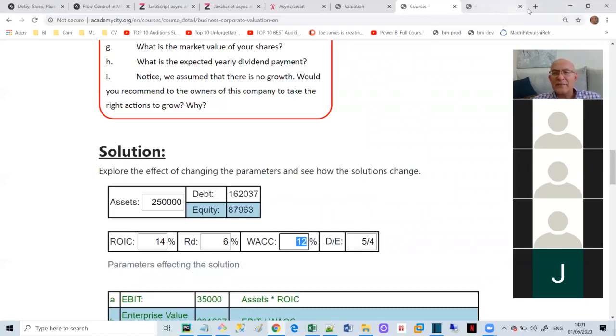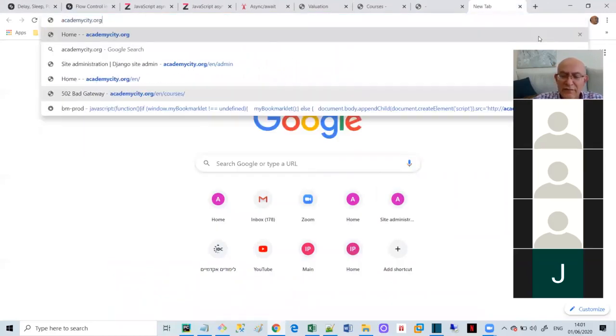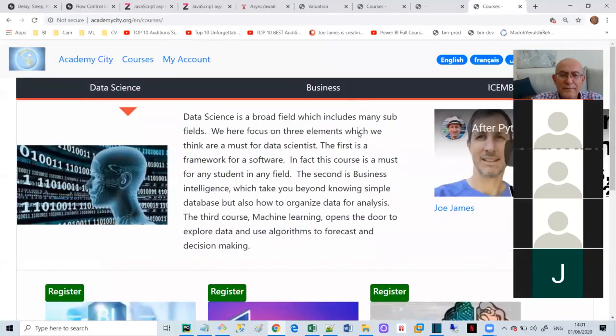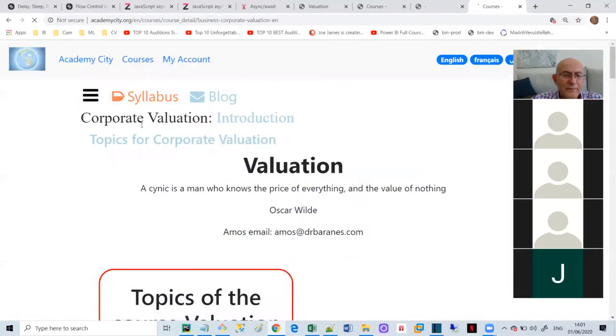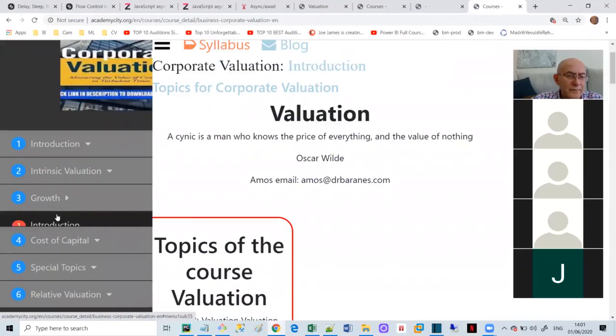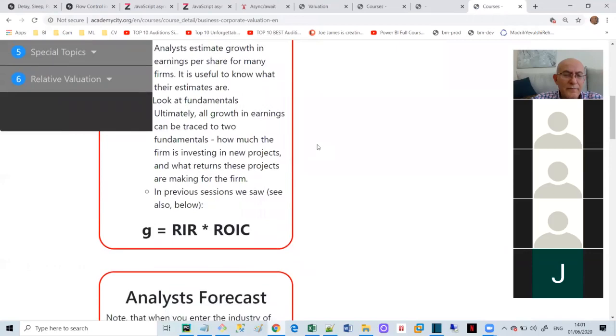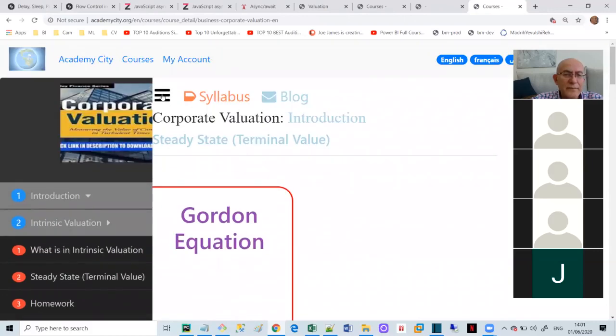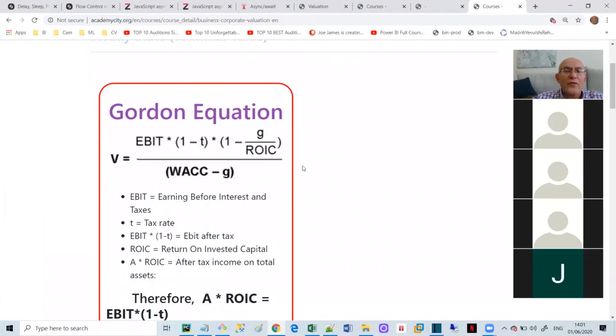A reminder, let me open another folder here, so we don't leave that page. I will just go to what we did last week. Here we go, we have the Gordon equation. What's the value of the company? We know there is no growth, so that's zero. There is no taxes, so what do we have in the numerator? Only the EBIT, is that right? Everybody agree? No taxes, no growth. Everybody happy?